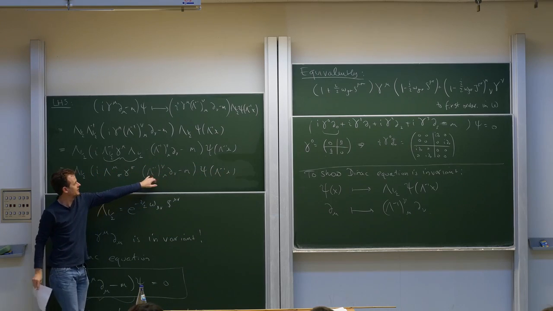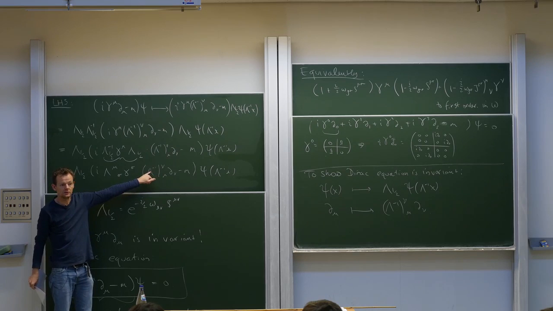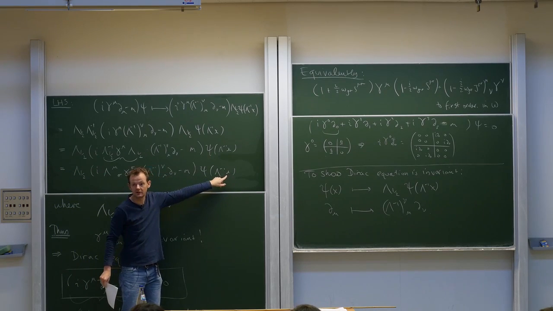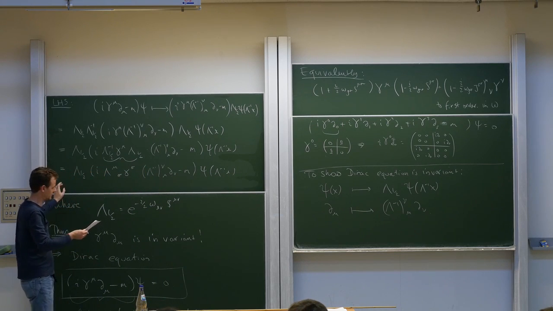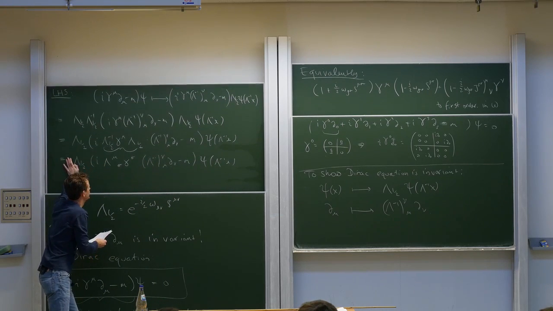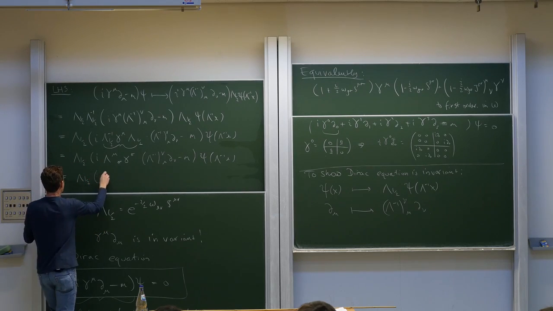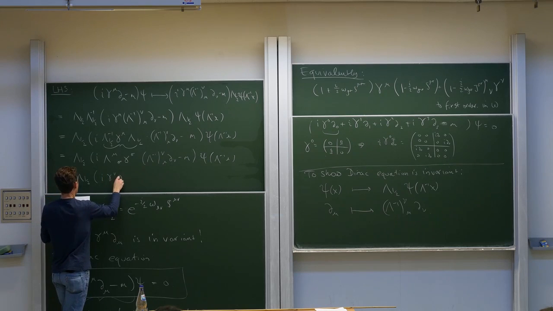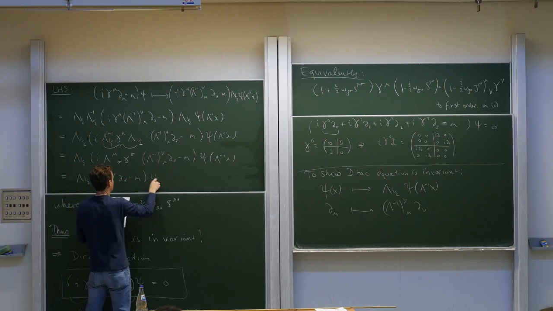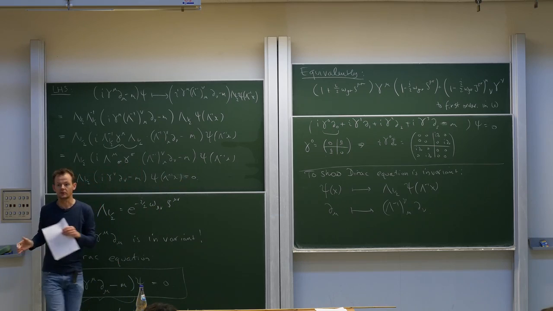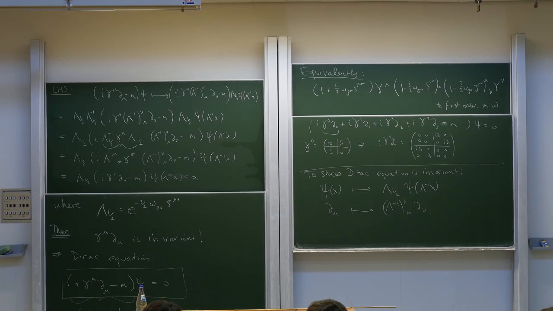But look at this object here, lambda to the minus 1 d mu differentiated with respect to lambda to the minus 1 x. Feels like a delta function. That's exactly what it is. And we see that in our new reference frame, this equation is satisfied. And hence the Dirac equation is invariant under Lorentz transformations.